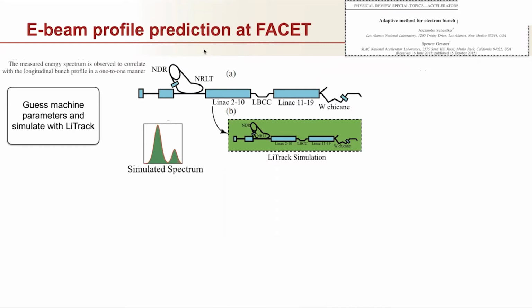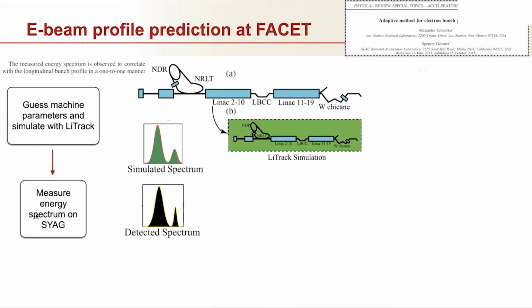So what they did is they observed that the measured energy spectrum, the SYAG measurement that I was discussing earlier, correlated with the longitudinal bunch profile in a one-to-one manner. And so knowing this, they were able to concurrently run LiTrack one-dimensional longitudinal phase space simulations of the entire LINAC and guess the machine parameters in order to simulate the performance of the LINAC online. So once they had guessed the machine parameters and simulated with LiTrack, they got a simulated energy spectrum. They could concurrently measure the energy spectrum on the SYAG on every shot.